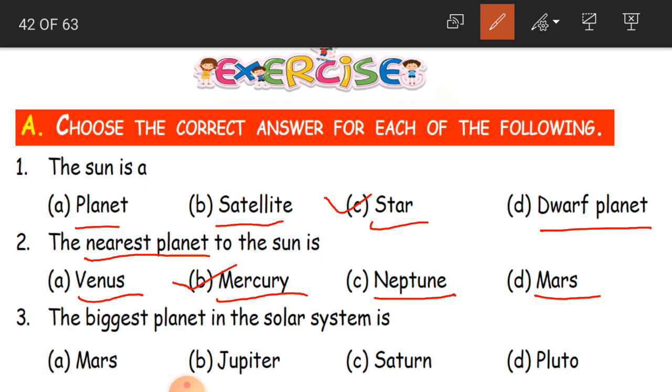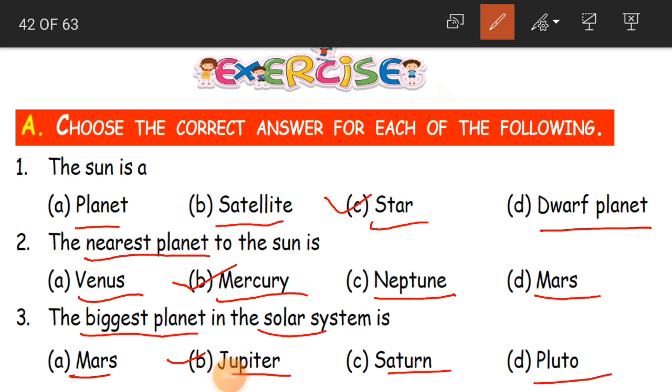And the third one is the biggest planet in the solar system is. The biggest, okay, the largest or the biggest. Is it Mars, Jupiter, Saturn or Pluto? And the answer is Jupiter, B.